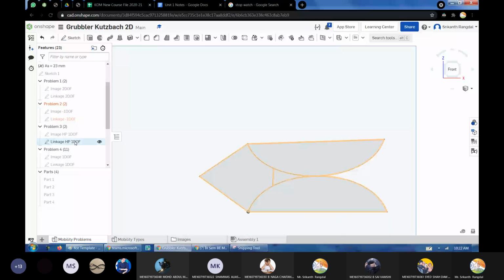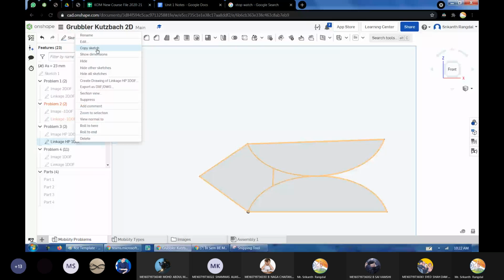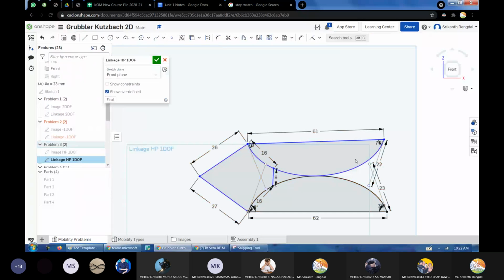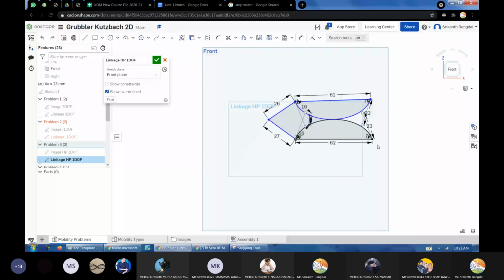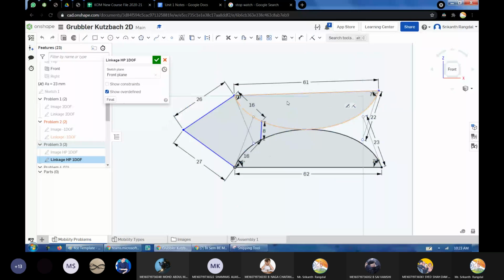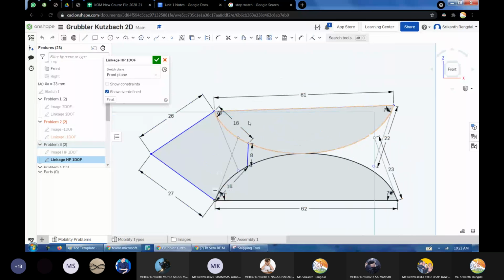So let me show you another mechanism here. So here you can see there is one more mechanism, and once again I'd like you to count the number of links here. How many links are there here?